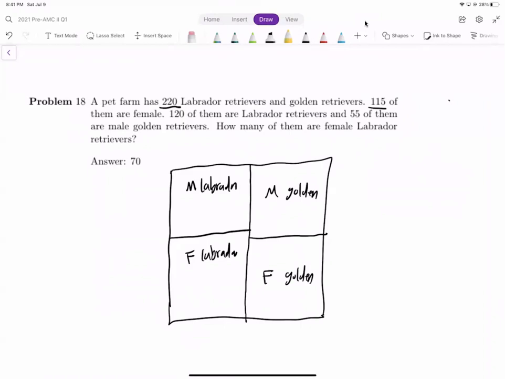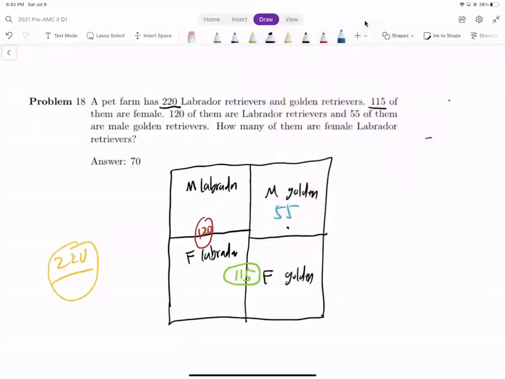In total, we have 220. 115 of them are females. Okay, so here I say, all right, females combined together is 115. 120 are Labrador retrievers, so combined this together is 120. And 55 of them are male golden retrievers right here. Now from here, we quickly get, because the total is 220, this portion, right? Then we'll get this total, this part.